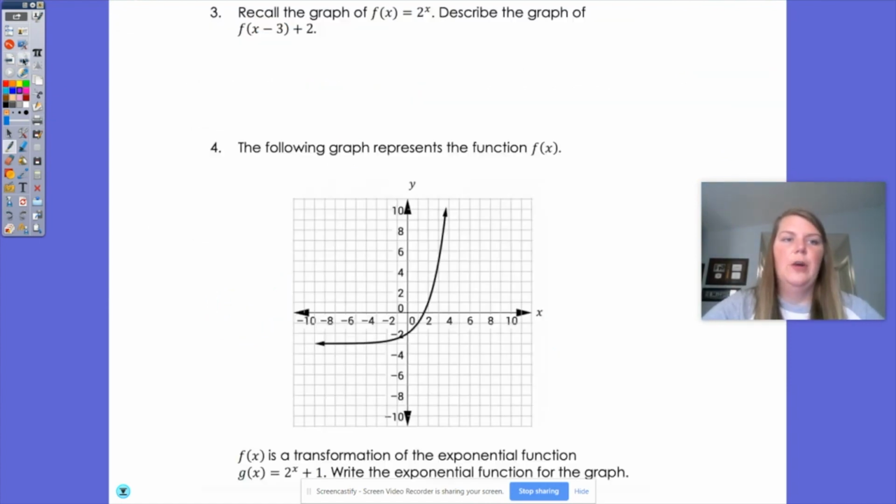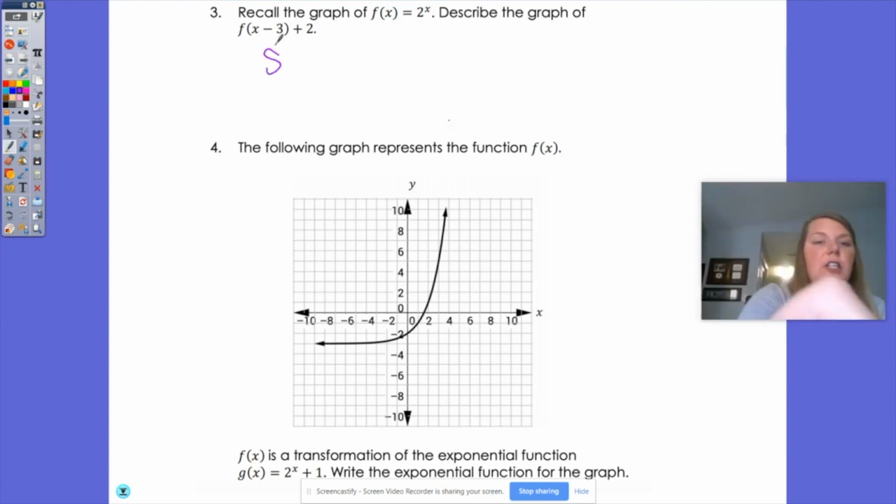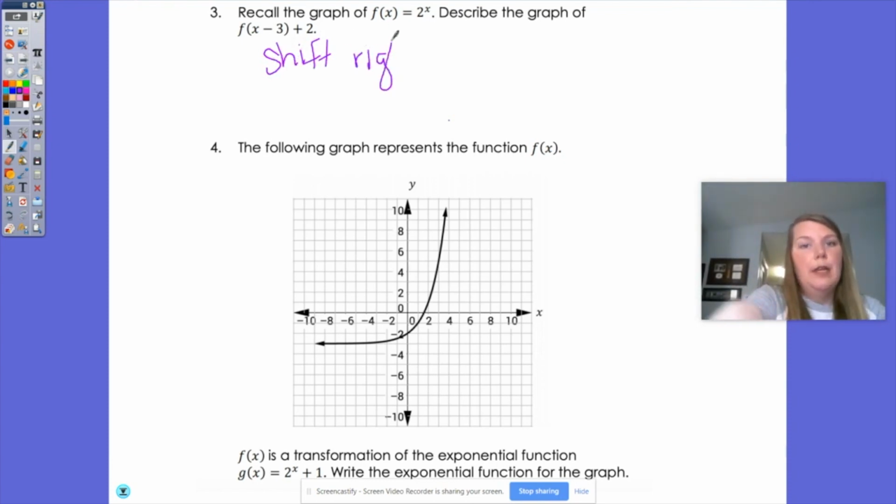All right, let's look at another question. So recall our original graph, 2 to the x. Which directions are we moving if we subtract 3 and add 2? So we're subtracting 3 inside the parentheses, so that's going to shift right 3. And that plus 2 outside the parentheses is going to shift it up 2.